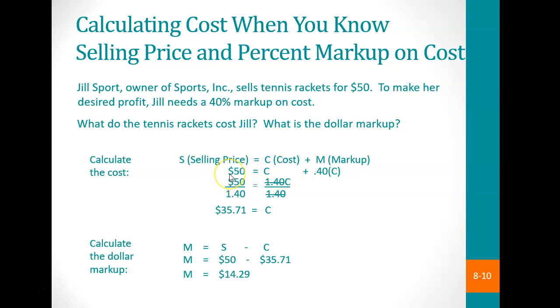The selling price is $50. The cost, we're going to say C equals cost. The markup is 40% of C. So when you combine the cost plus the markup, it would be 140% of the cost. Remember, we did the percentage into decimals. 140% is 1.40 as a decimal. When you divide both sides by 1.40, they gave the cost of $35.71. Subtract the cost from the sales price, gives a markup of $14.29.